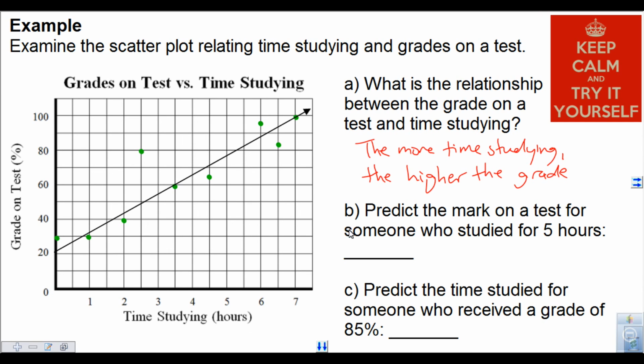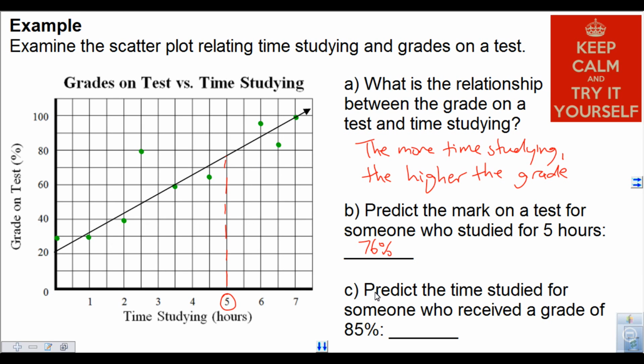Now, predict the mark on a test for someone who studied for 5 hours. So, again, you go to where 5 hours is, and we go all the way up. I'll just put a little dash here. It's going up. So that's about, oh, that's a 76, let's say. It's a 76%. If you got something a little bit higher or lower than that, that's fine. It doesn't matter, as long as it's close to where 76 is.